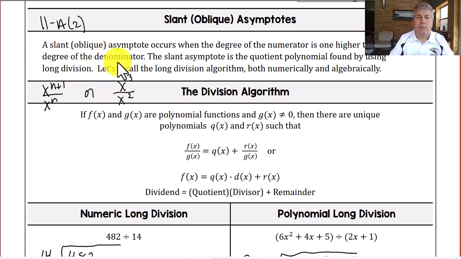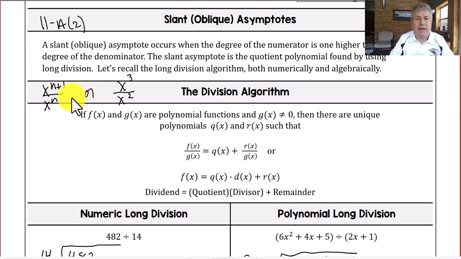So a slant asymptote occurs when the degree of the numerator is 1 degree higher than the degree of the denominator. The slant asymptote is the quotient polynomial found, so quotient implies division, found by using long division. Let's recall the long division algorithm, both numerically and algebraically.